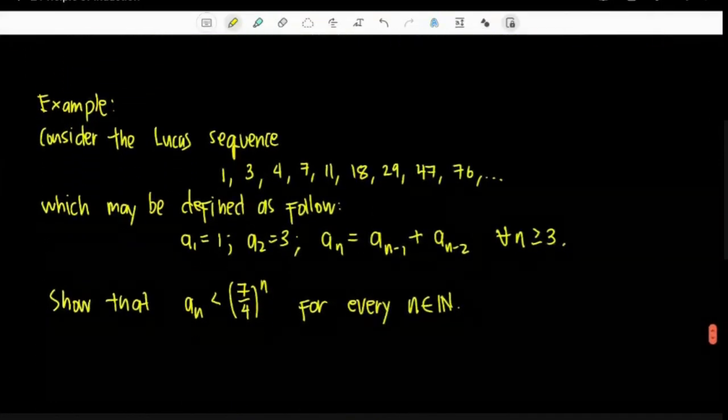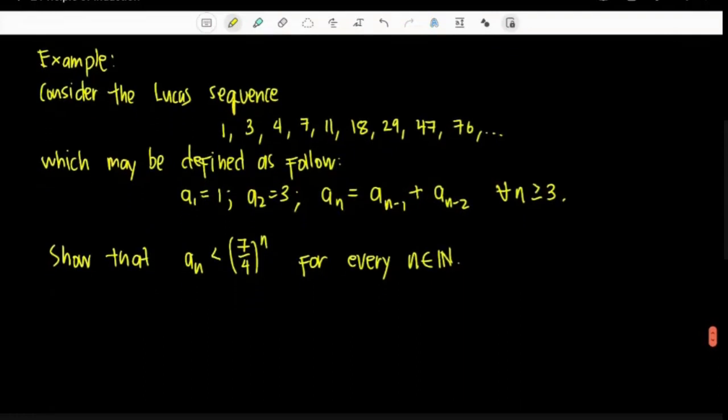For example, let's consider the Lucas sequence 1, 3, 4, 7, 11, 18, 29, 47, 76, and so on. This is just the same as the Fibonacci sequence. The only difference is that the first two numbers in the sequence are 1 and 3. So it can be defined as follows. A sub 1 is 1, A sub 2 is 3, and then all the succeeding terms can be derived by adding the two previous terms. So A sub n is the sum of A sub n minus 1 and A sub n minus 2.